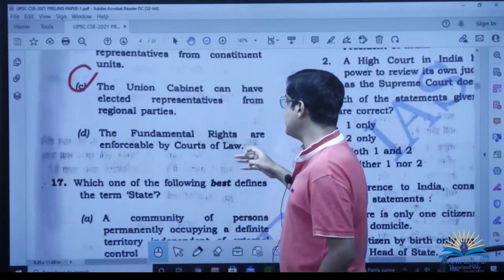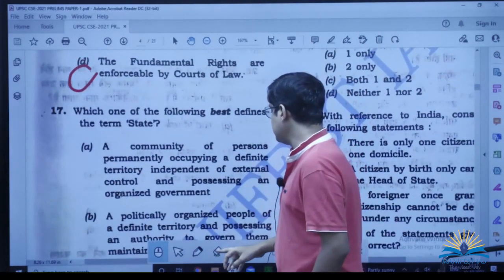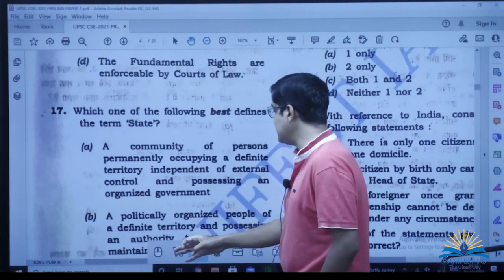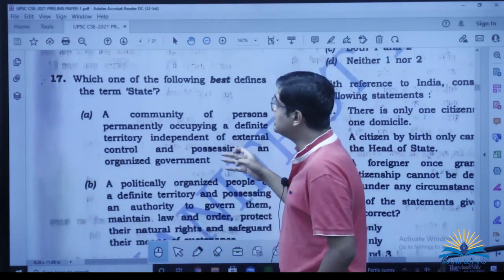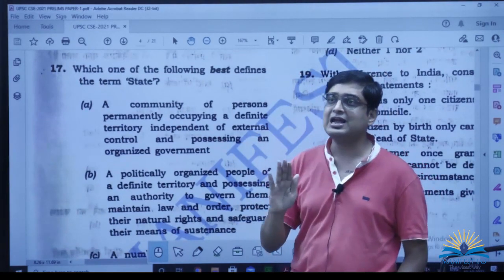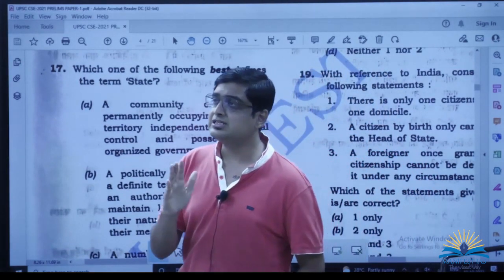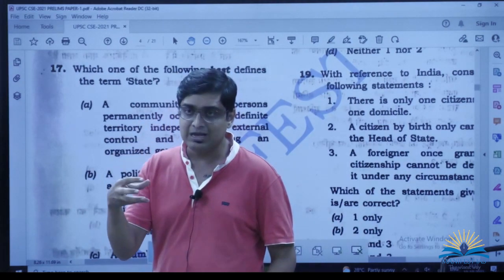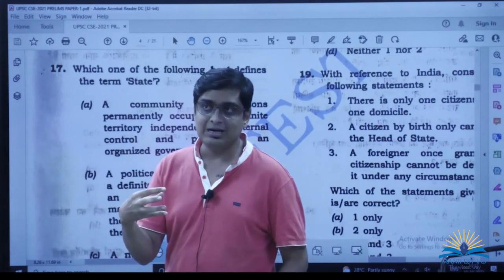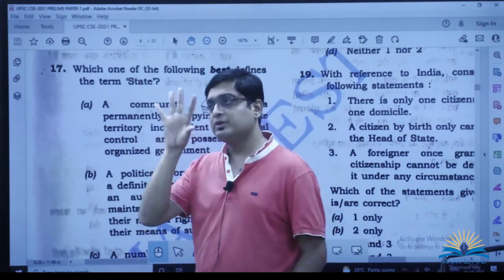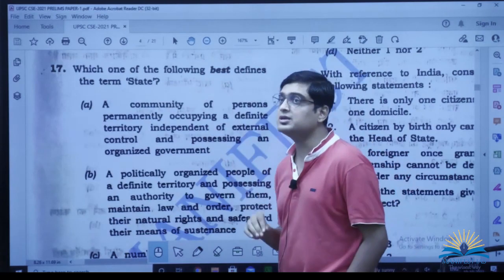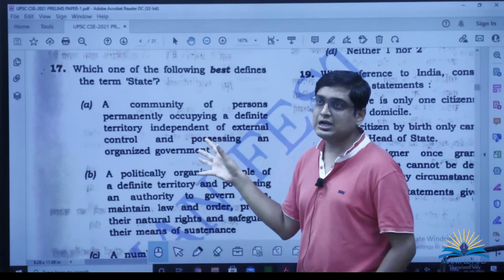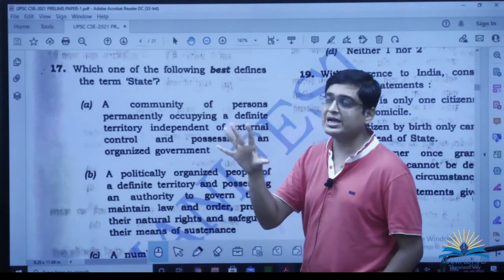Next, which of the following best defines the term state? Now in this case, this is slightly tricky. First, you should be very clear about the definition which I gave in class. I clearly said that state is different from nation. State is a legal entity which has geography, that is territory, population, government, sovereignty, and international recognition of other countries. So 5 components. Now we'll see which particular statement is closer to these 5 components.